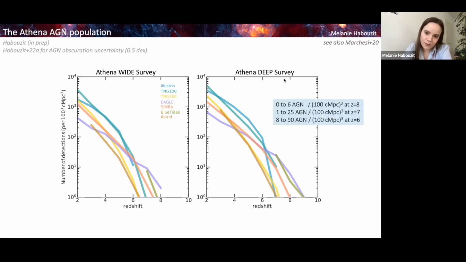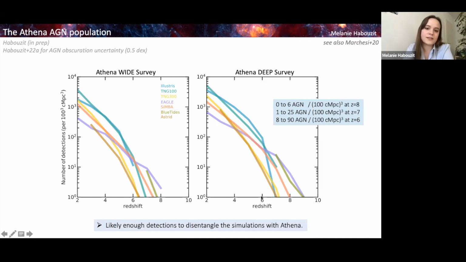I put some numbers here just to think about. Basically at redshift 8, according to those simulations, we could detect from 0 to 6 AGN per 100 comoving megaparsec cube in the simulation. At redshift 7, from 1 to 25 or 30 AGN, and at redshift 6, from basically 10 to 100 detections. So you see that the discrepancy is so large that Athena will be really useful to disentangle the simulations and potentially their modeling.